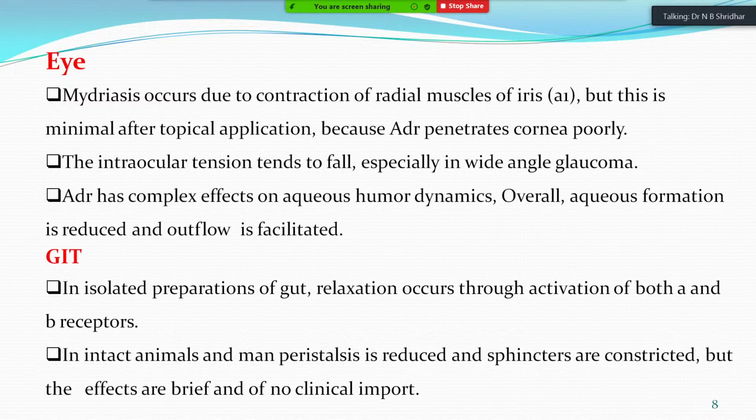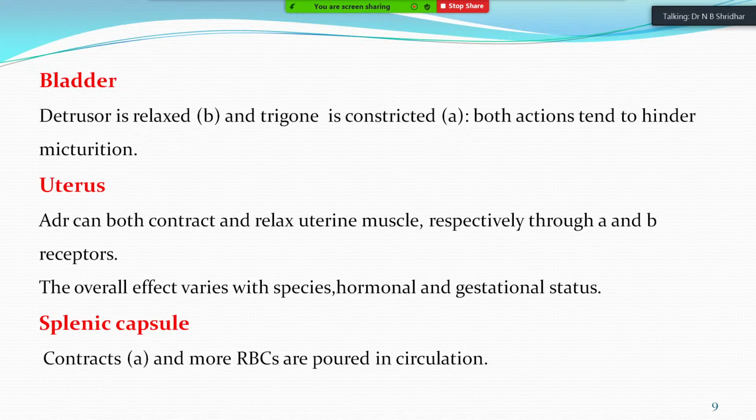Peristalsis is reduced and sphincters are constricted, but the effects are brief and of no clinical importance. So whenever you are in a very big hurry, the intestinal peristalsis will be decreased, whereas sphincters are constricted. Please watch this in future. And the bladder detrusor is relaxed and the trigone is constricted due to the alpha action.